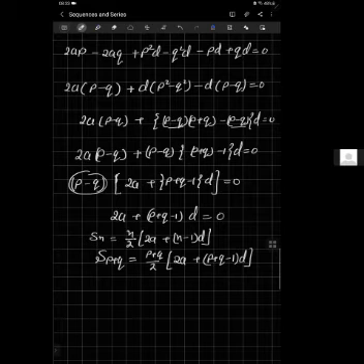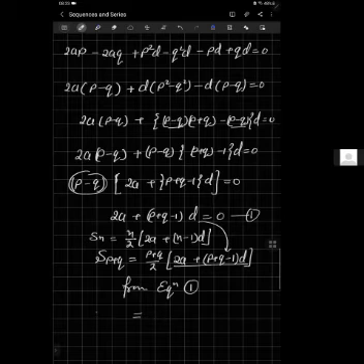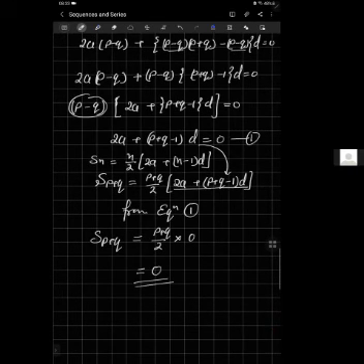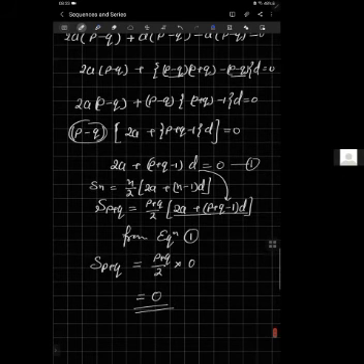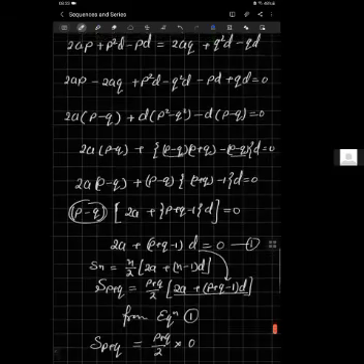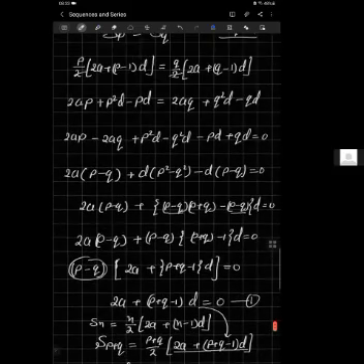Now see, from equation 1, 2A plus P plus Q minus 1 into difference D has got value 0. So the result is coming 0. The calculation part is from here.